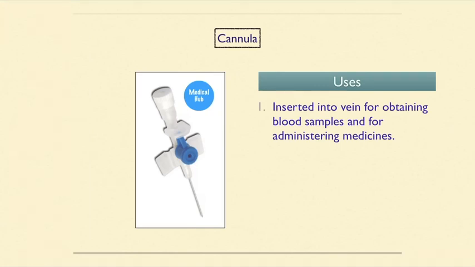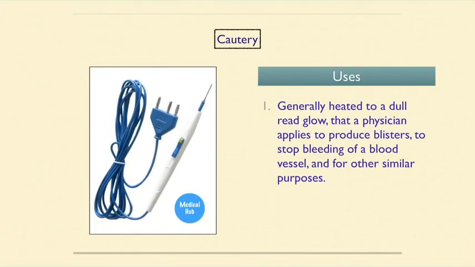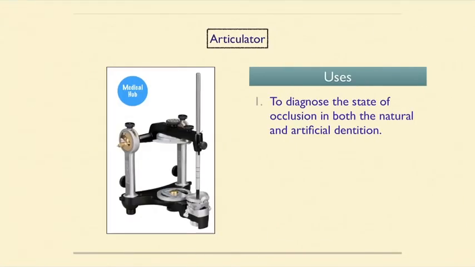Next one is the cannula. It is inserted into the vein for obtaining blood samples and for administering of medicines. Next one, this is cautery. Generally, it is heated to a dull red glow that a physician applies to produce blisters to stop bleeding of a blood vessel and for other similar purposes. Next is articulator. It is used to diagnose the state of occlusion in both the natural and artificial dentition.